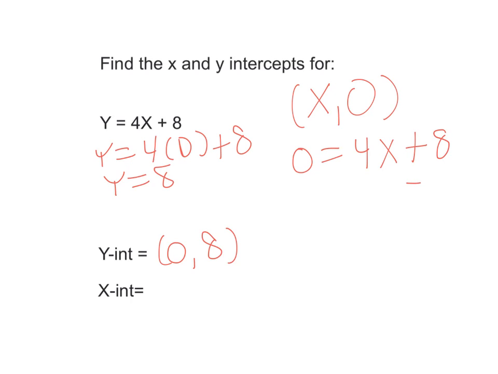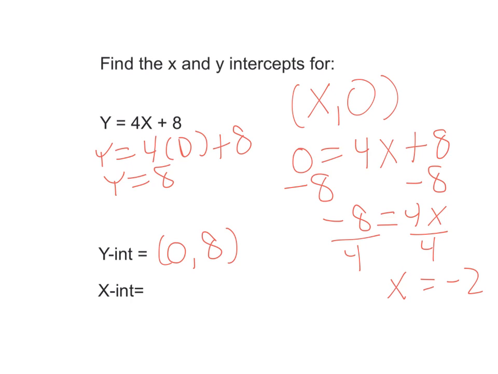And then we're going to subtract 8 from both sides. There we go, so negative 8 equals 4x. Divide everything by 4. So divide by 4, divide by 4, and we get x equals negative 2. So our x-intercept will be at (negative 2, 0). So now we have both our y and our x-intercepts. And we could easily graph this line by putting those 2 points and connecting them with a line.